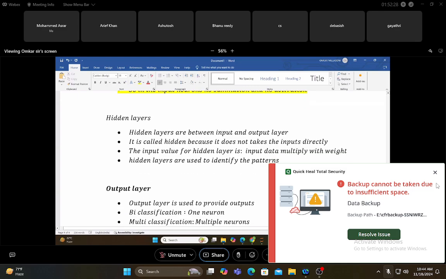So the hidden layer is between the input neurons and output neurons, it is called hidden. Why is it called hidden? Hidden means it hides between two. What are the two? Input and output. From here onwards, weights will be available.